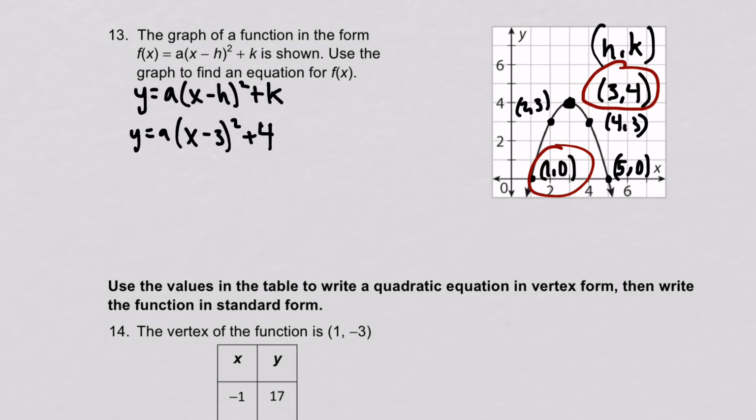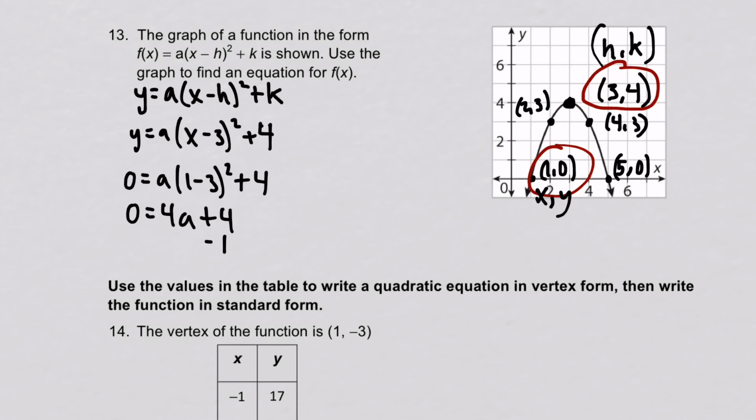And then the other point that we chose, 1, 0, is basically x and y. So you're going to substitute that one in for x and y. So y is 0 and x is 1. The only thing we don't have is a, and that's what we're going to figure out right now. Do the calculations here. Simple. Inside the parentheses, first is 1 minus 3, which is negative 2. Negative 2 squared is 4, so what you have is 4a plus 4.